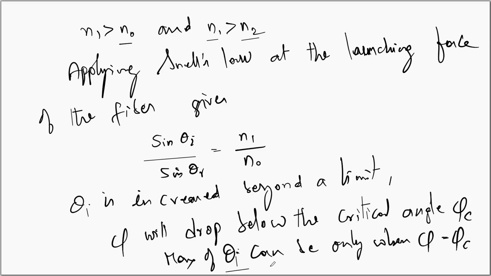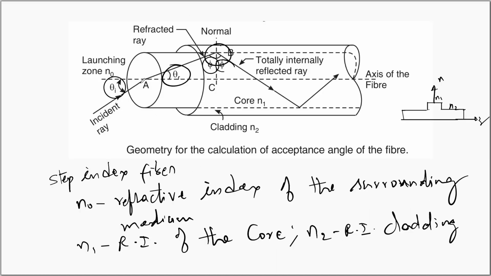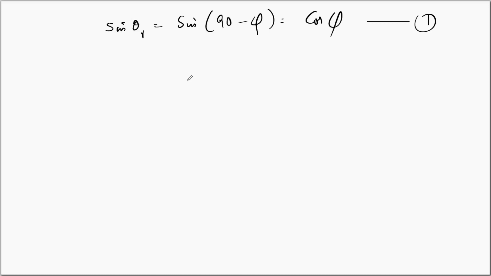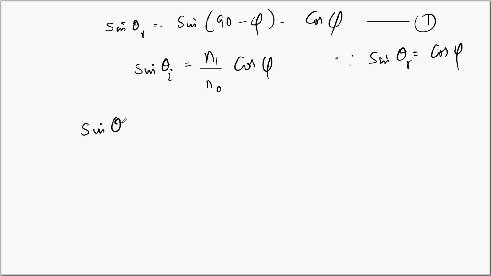Under such conditions, in triangle ABC, we write sin theta R is equal to sin of 90 minus phi, which is equal to cos phi. Say this is 1. And from Snell's law, we write sin theta I is equal to N1 upon N0 cos phi, because sin theta R is equal to cos phi, and sin theta I max can occur when it is N1 upon N0 cos phi c.